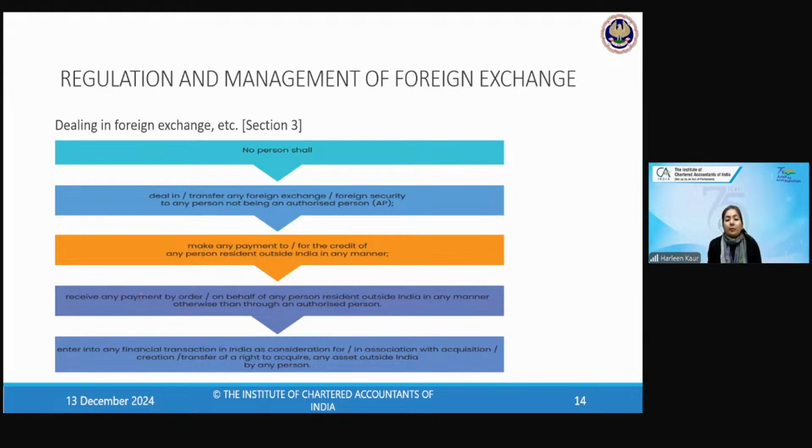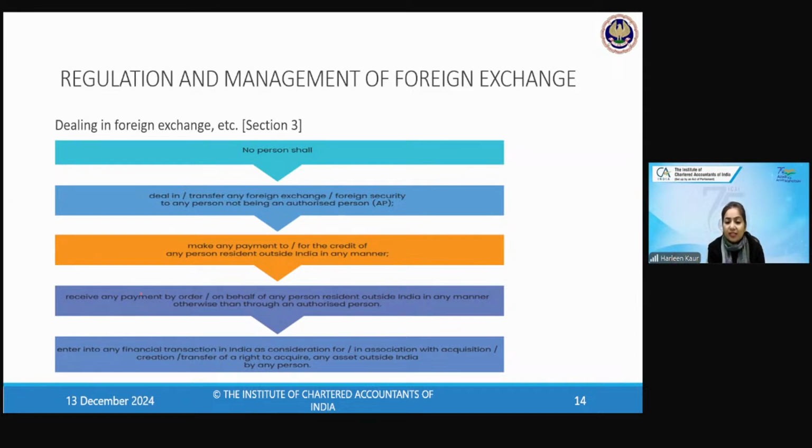He can only make the payment for the credit of a person resident outside India. So if you want to make a payment to anyone in Canada, the payment can only be made with the help of an authorized person. He receives any payment on behalf of a person resident outside India in any manner, otherwise than through an authorized person. So it is not possible that if, say for example, your uncle is staying in the USA and you want to receive certain money from him, you can receive it only if an authorized person is involved.